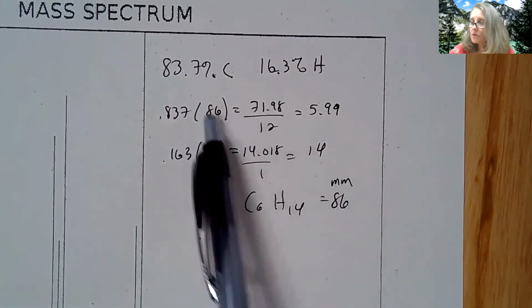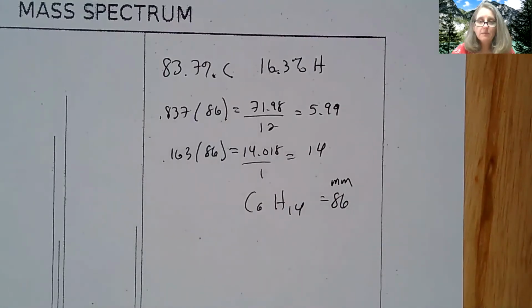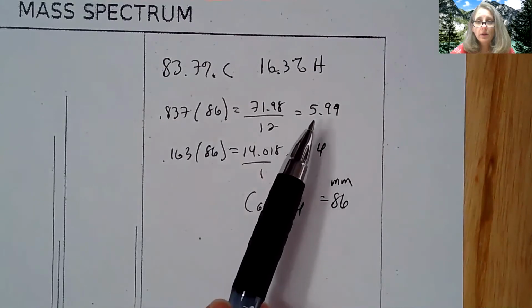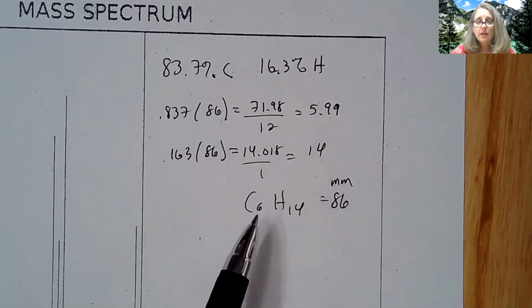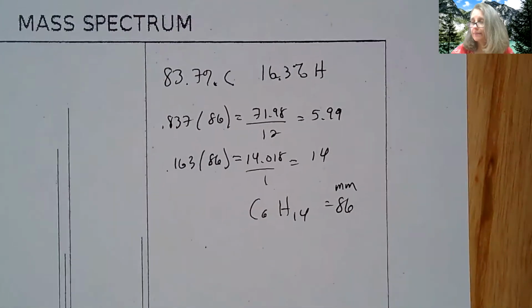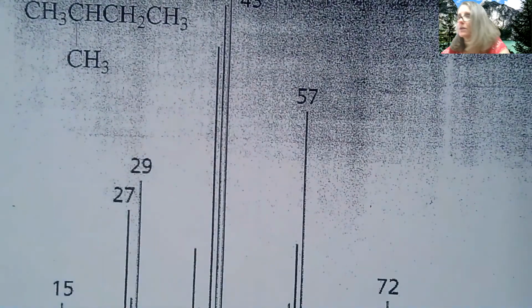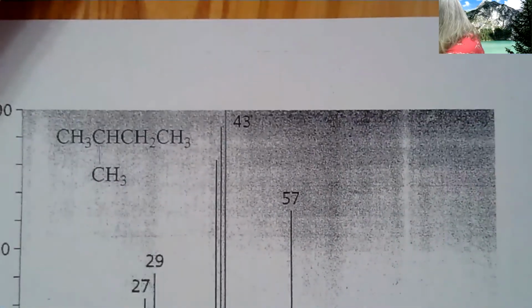So this one I used the percentage and just took the molar mass peak of 86 and multiplied it and then divided by 12 and divided by 1. So I get approximately 6 and 14, which adds up to the molar mass peak. So you get C6H14. All right, so skip the next two just because we don't need to really look at that all that much.